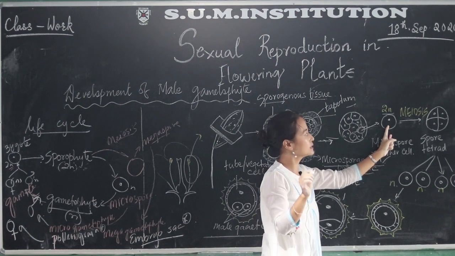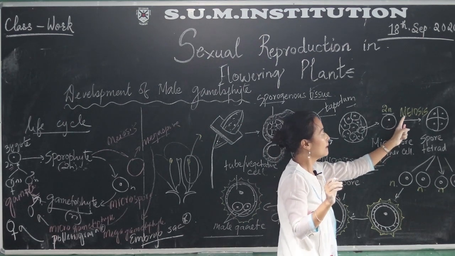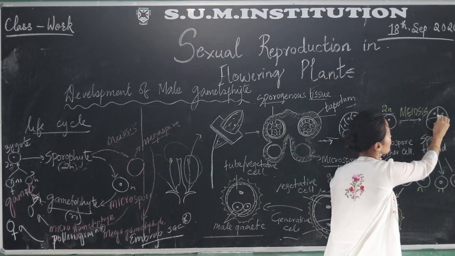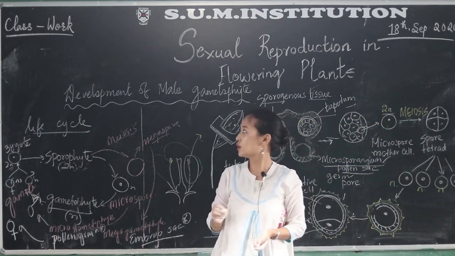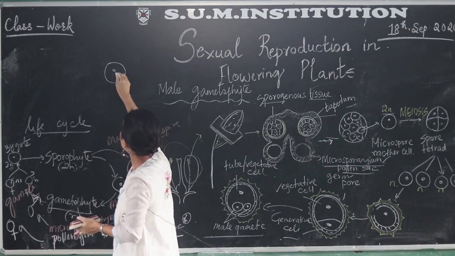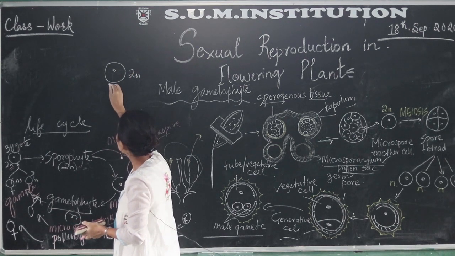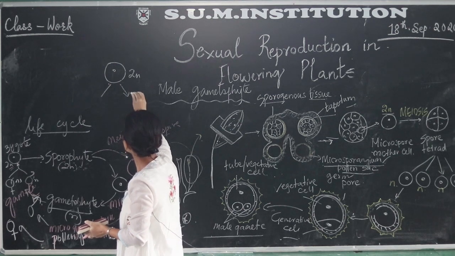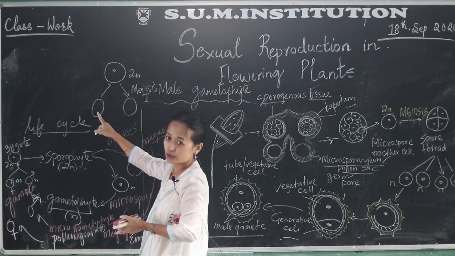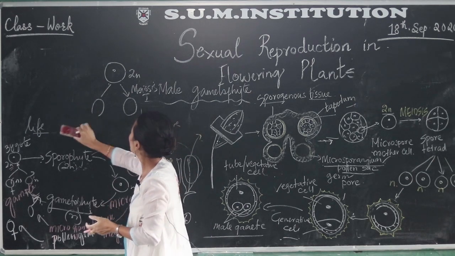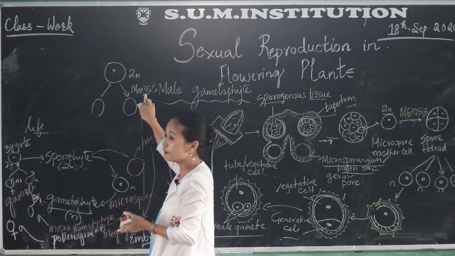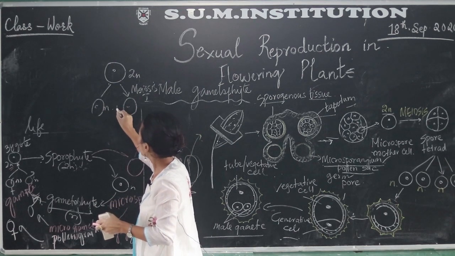Now what has to happen in your microspore mother cell? It has to undergo meiosis. When meiotic division happens, you will get 4 spores. During meiotic divisions, one diploid cell, during the first meiosis, gives rise to 2 cells, no? But the ploidy level of those 2 cells is reduced. That means the 2 cells formed after the first meiotic division will be haploid.